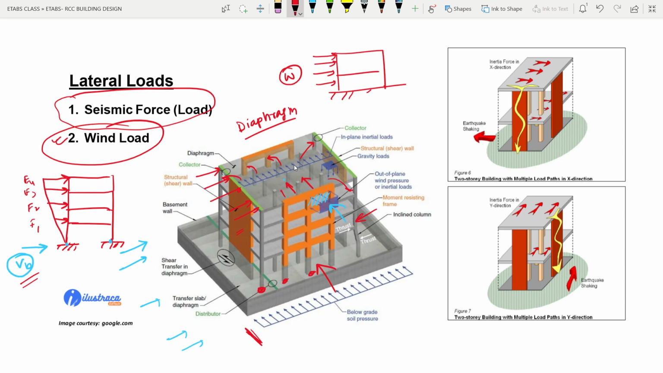So this is the fundamental discussion about the general RCC structure. It doesn't matter whether it is a lateral or vertical load. If you have a vertical load, it will come to the slab, from slab to beam, and from beam to column, as we have seen here.